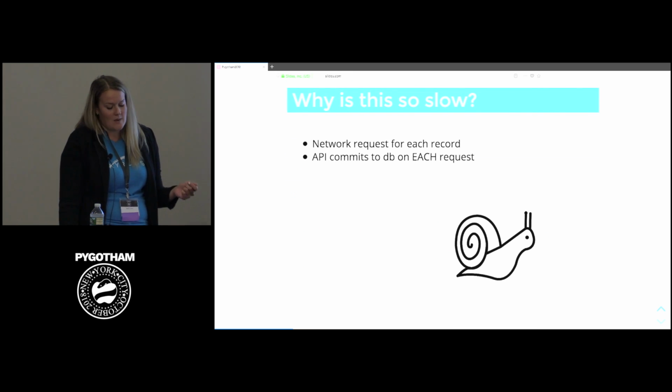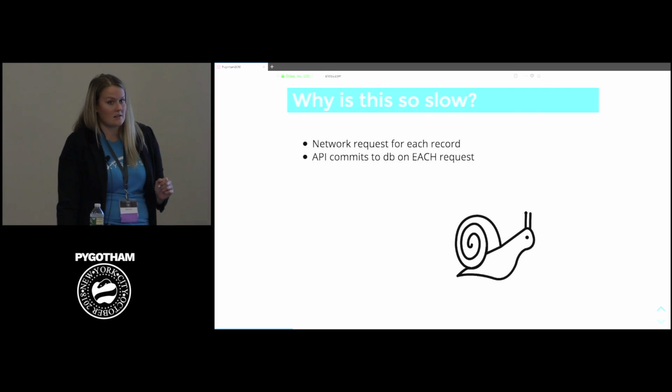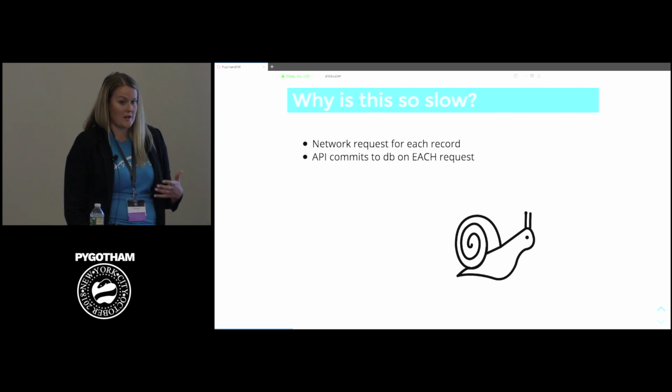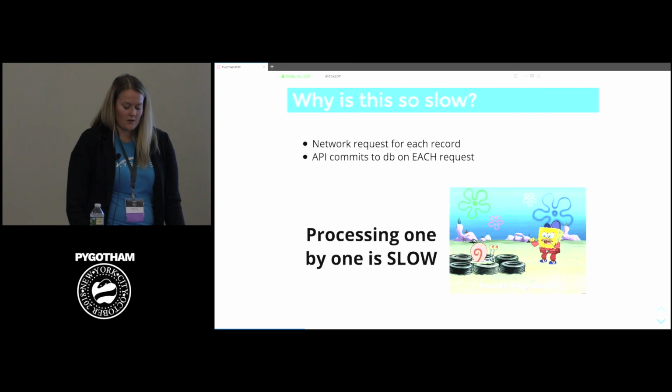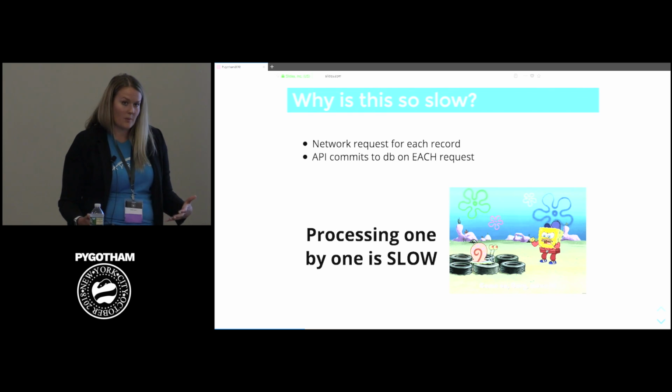Why is this so slow? 1 million records is a lot, but it's not that many. Our issues were that we were doing a network request for each and every patient. And then when we make that request, our API is going to open a transaction with our database. It's going to insert that record, and then it's going to commit it. So that's a lot of steps for just one of the millions of records. So processing one by one is really slow in this case. So if it's the one by one processing that's our bottleneck here, can we do any bulk processing?